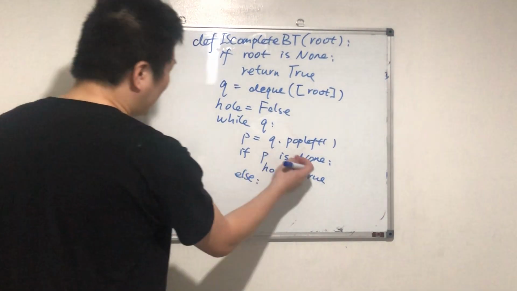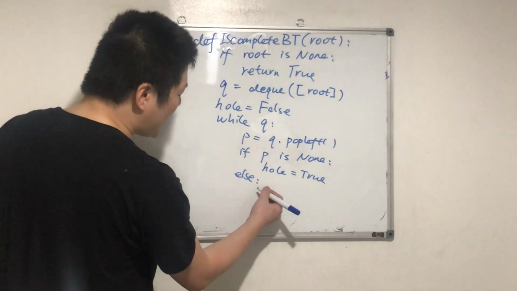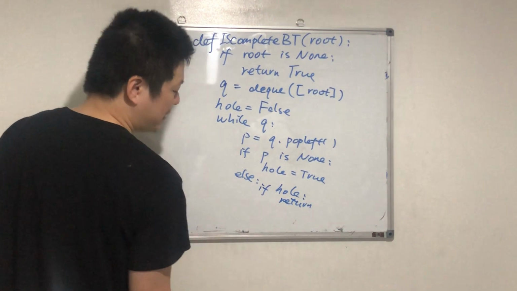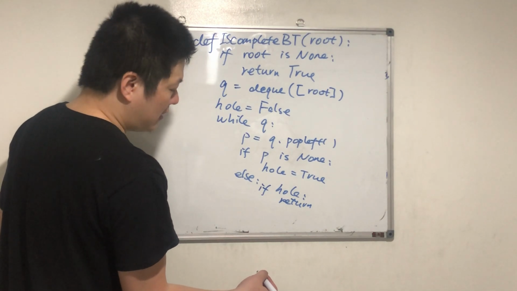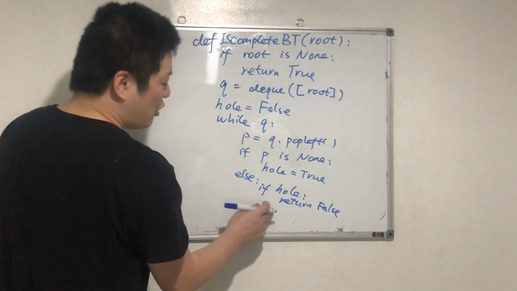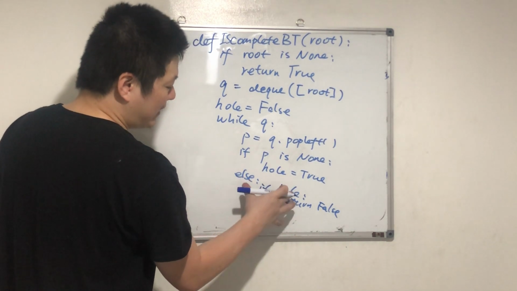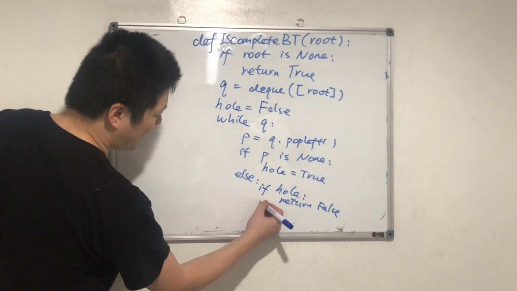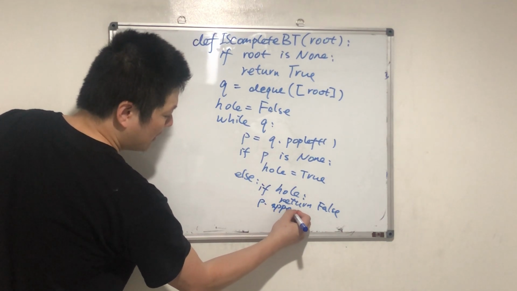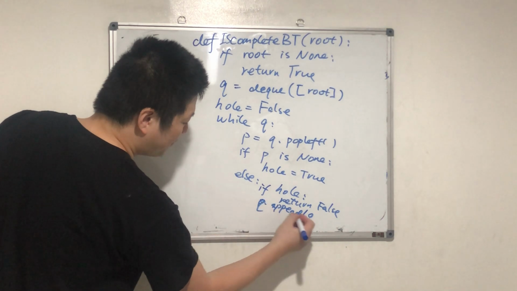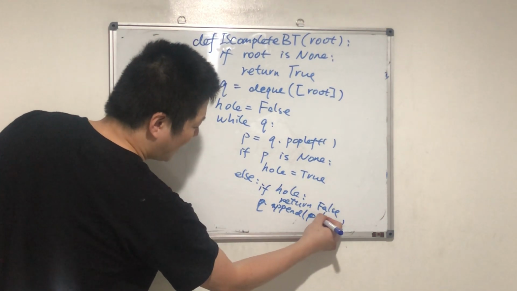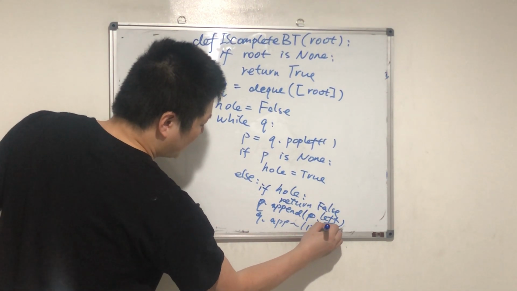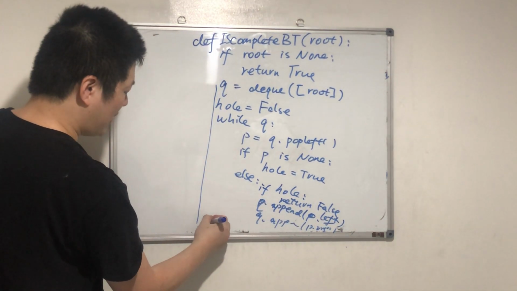So look, if P is not none, it means we have met the current node. But in this case, if there is a hole, what should we return? False. Remember, if we meet the hole and now this is a valid node, there was previously a hole before, so we return false. And then next we need to append what? Q dot append P dot left, and Q dot append P dot right. And then what's missing? Return true.